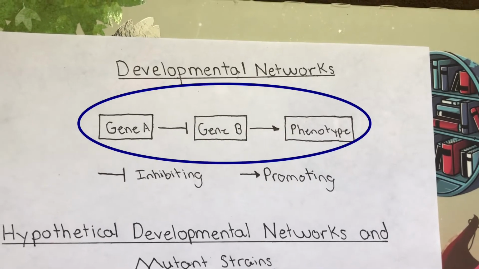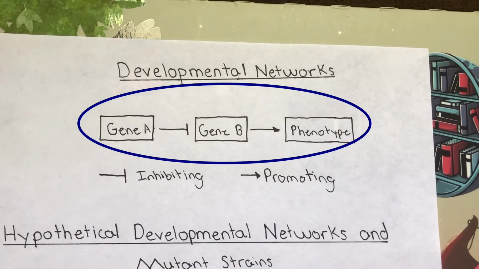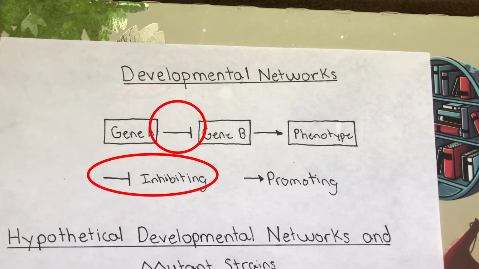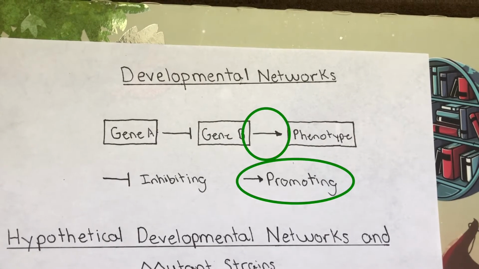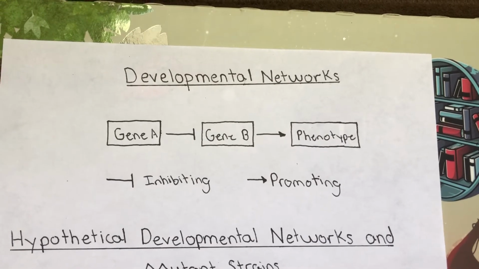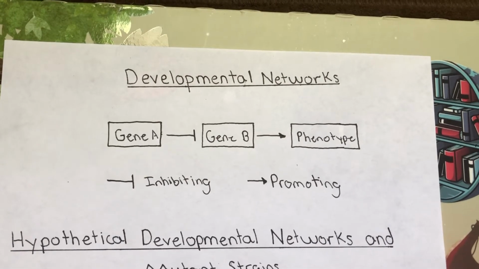This depiction shows regulation as a sequential series of events being read left to right, with the genes either inhibiting, as shown by T-bars, or promoting, as shown by arrows, the next gene in the developmental pathway, with the resulting phenotype being the last component of the network.